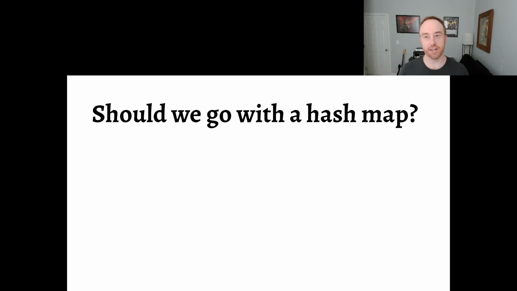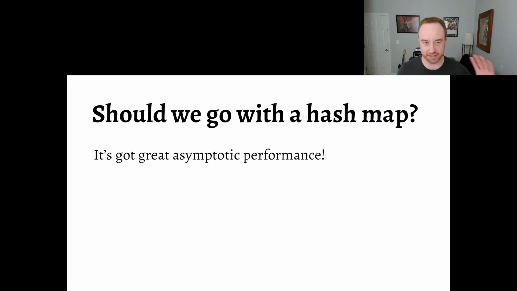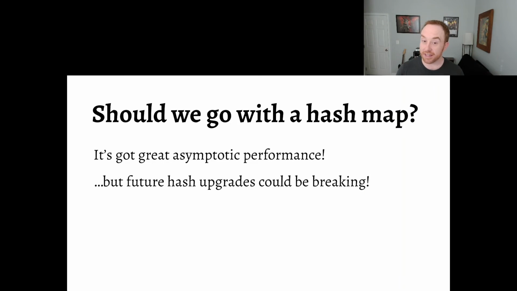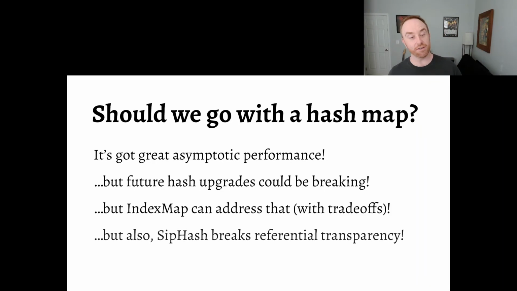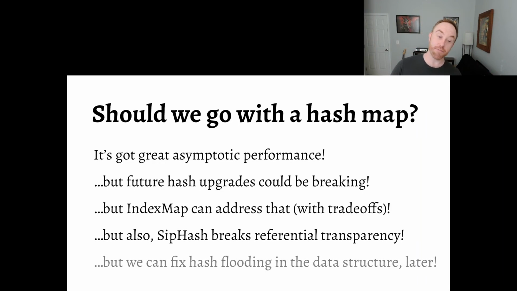So to this question of should we go with a hash map? We said it's got great asymptotic performance, but then again, future hash upgrades could be breaking changes if it's unordered. But then again, index map can address that with some trade-offs. But then also SipHash breaks referential transparency, but we can fix hash flooding in the data structure later without having it be a breaking change thanks to index map.